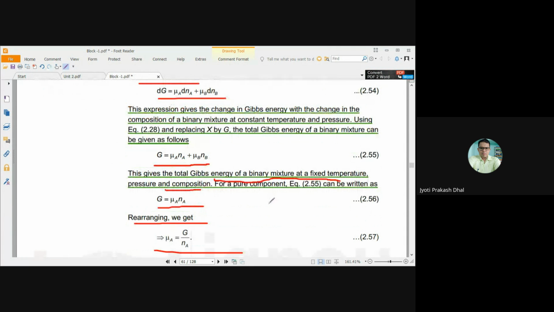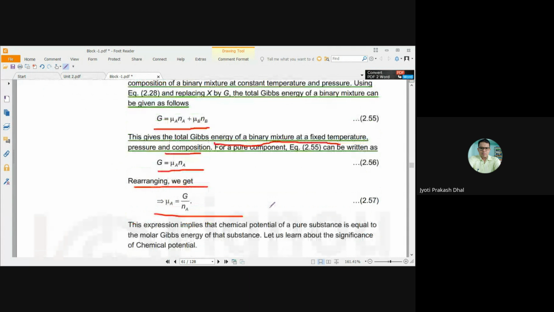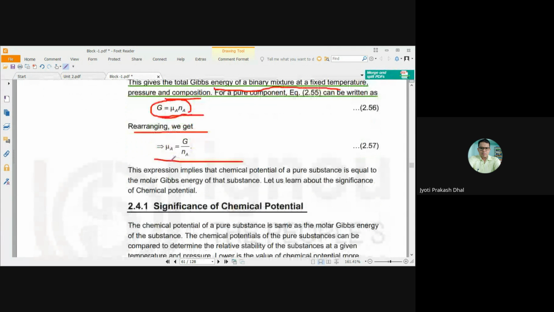Now for a pure component, if you take only pure component A, B will not be there, so G equals mu A nA. Rearranging, we can write mu A equals G by nA. This expression implies that the chemical potential of a pure substance is equal to the molar Gibbs energy of the substance, that is, the total Gibbs energy G divided by the number of moles. So the chemical potential of a pure substance is nothing but the molar Gibbs energy of the substance.